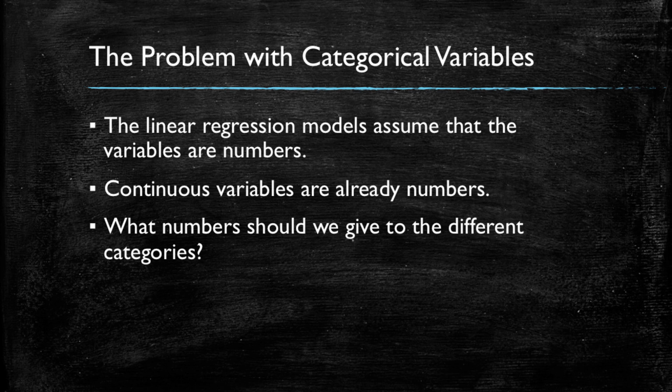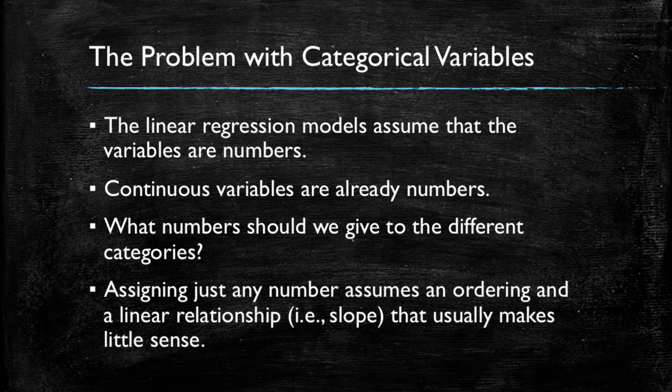Should we assign 1, 2, 3, 4 for 4 different cities? Or maybe 100, 200, 300, and 400 for the 4 different cities? It's very hard to tell. Moreover, if we assign numbers, we might be assuming an ordering of the categories, in the sense that, for example, being in city A is more than being in city B and more than in city C, which makes little sense. And implicitly, by using these kinds of numberings in our models, we're giving the coefficients of these categorical variables a slope that usually makes little or no sense whatsoever.